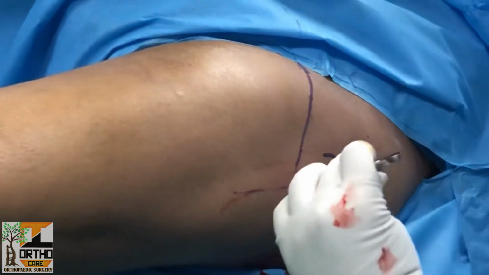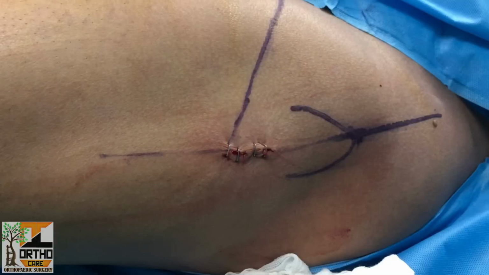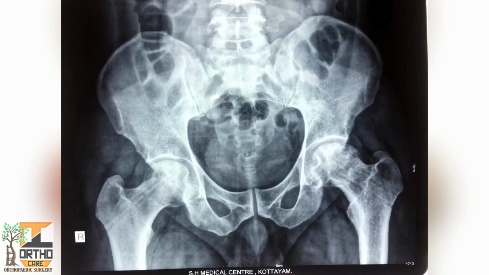Core decompression relieves the pain and delays the need for THR. This was the patient with bilateral AVN, and we have done the bilateral core decompression.